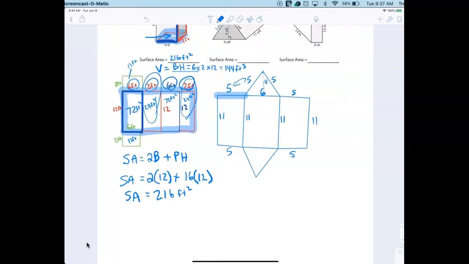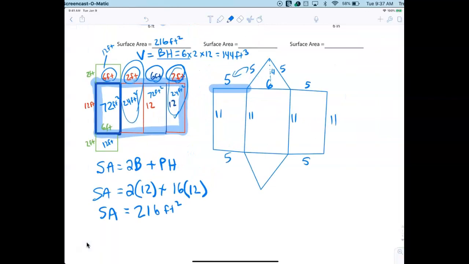All right, so now what I want to do is I'm going to highlight this, please. You stay with me. What's the area of that right there? 55. Now put 55 in there and circle it. 5 times 11, right? And then what is this guy in here? 66. And what's this guy over here? 55.